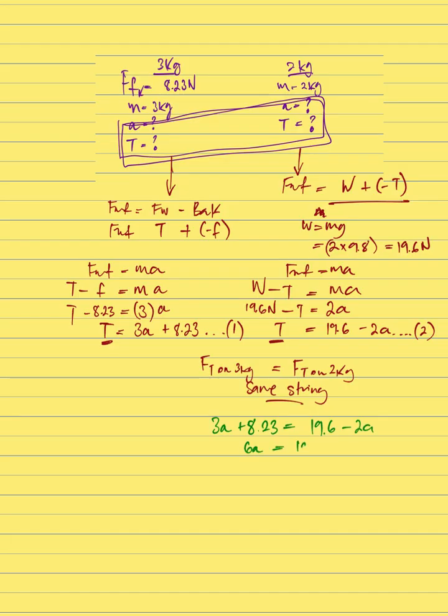All right, then all I'm going to do is on this side, I'm going to have 6A is equal to 19.6 minus 8.23, which means I'm left with 6A is equal to 11.37. Divide both sides by 6, and my acceleration is then equal to 1.90 meters per second squared to the right. And if my answer obviously was negative, then I would have to change that. But that is how you would work out this type of a question.